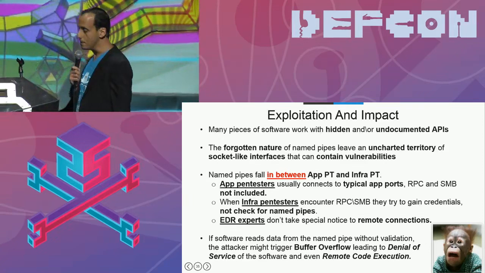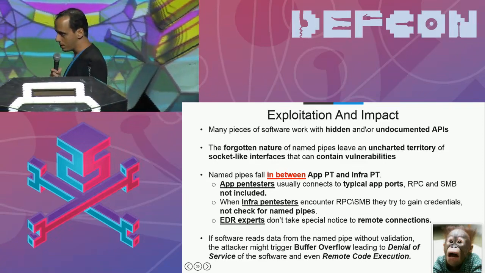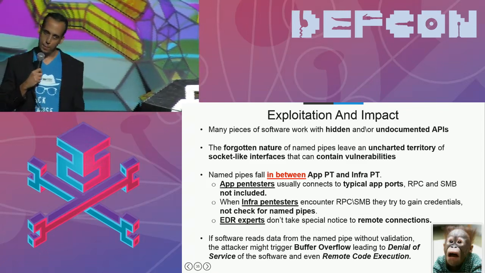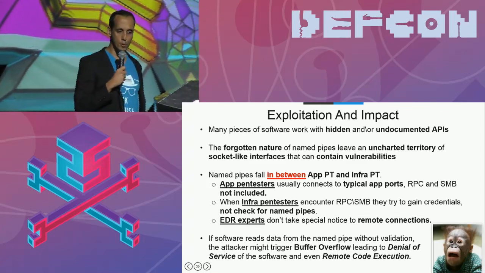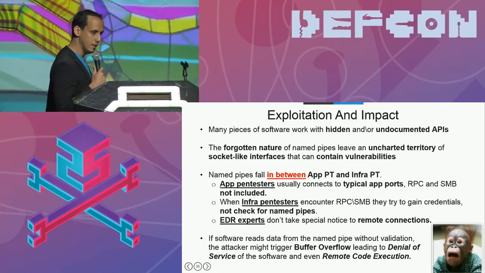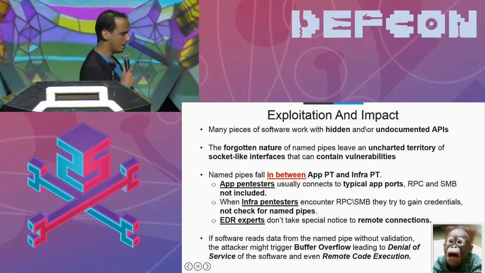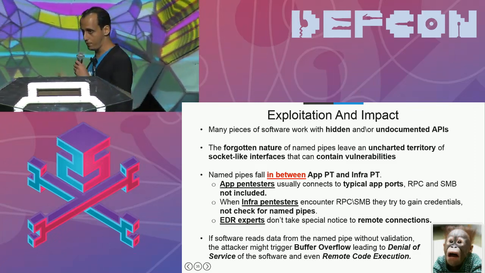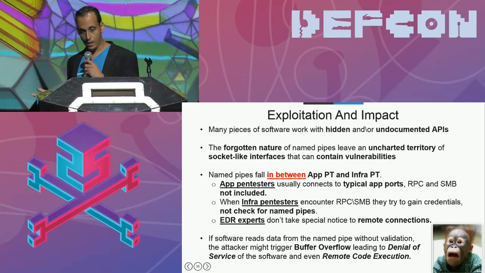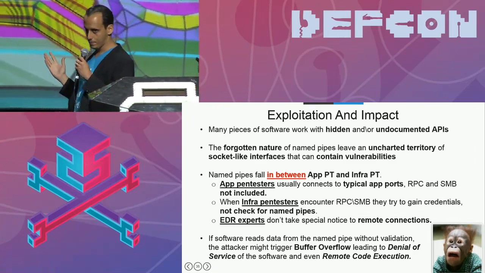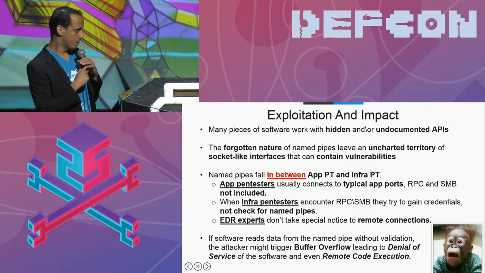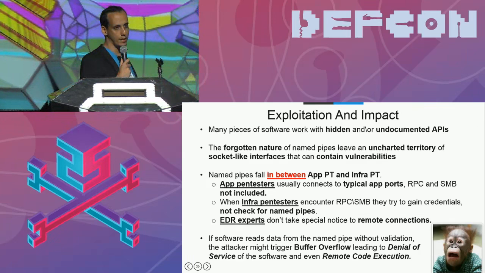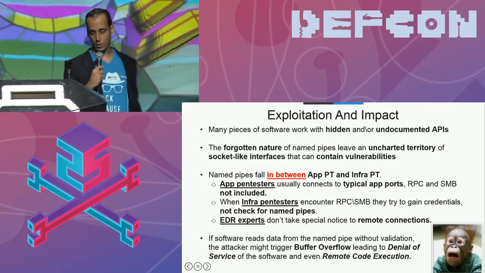Named pipes fall in between application penetration tests and infrastructure penetration tests. If you are an application penetration tester, you probably usually just use the normal ports, which is obviously HTTP, and every once in a while you use other variants as well, but you never look at RPC or SMB in the first place. If you see RPC or SMB, you just skip it. And most of the time you barely look at it, or even don't know what it is. So application penetration testing doesn't look at it.